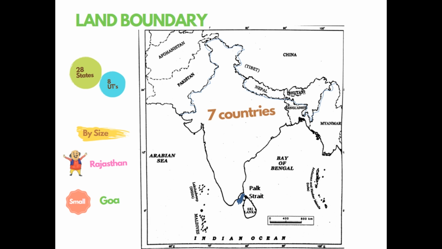India has 7 neighboring countries and it shares its land boundary with them. They are Pakistan, Afghanistan, China, Nepal, Bhutan, Bangladesh and Myanmar, and India's island neighbors are Sri Lanka and Maldives. India has 28 states and 8 union territories, and Delhi is the national capital. States are formed mainly on the basis of language. Rajasthan is the largest state by size and Goa is the smallest. Every state is further divided into districts.